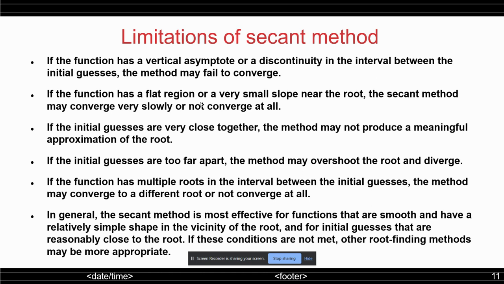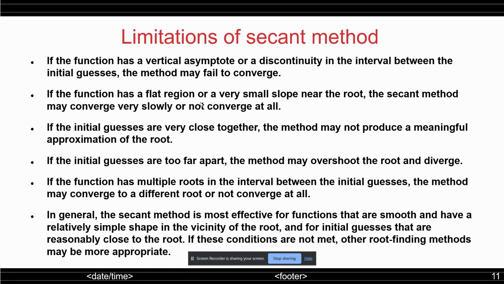The function should be unimodal. That is, in the ideal condition, the function should be unimodal, not a flat region. The function shouldn't be flat. If the initial guesses are very close to each other, the method may not produce a meaningful approximation of the root. As the points are very close to each other, the secant method may not converge to the minimizer very fast. If the initial guesses are too far apart, the method may overshoot the root and diverge. That is, if the guesses are very far, then the secant may overshoot.